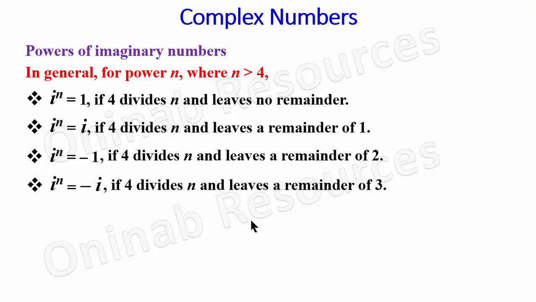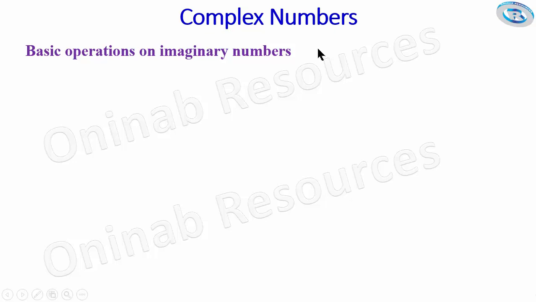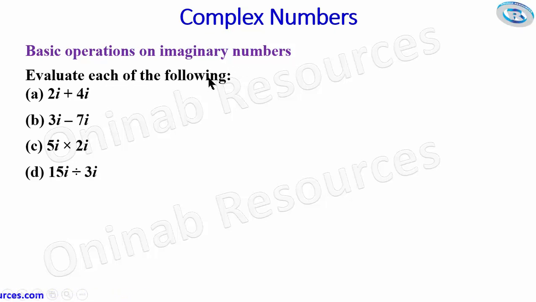Then we now look at some basic operations on imaginary numbers. Then here we go. Evaluate each of the following. A, 2i plus 4i. B, 3i minus 7i. C, 5i times 2i. And D, 15i divided by 3i.